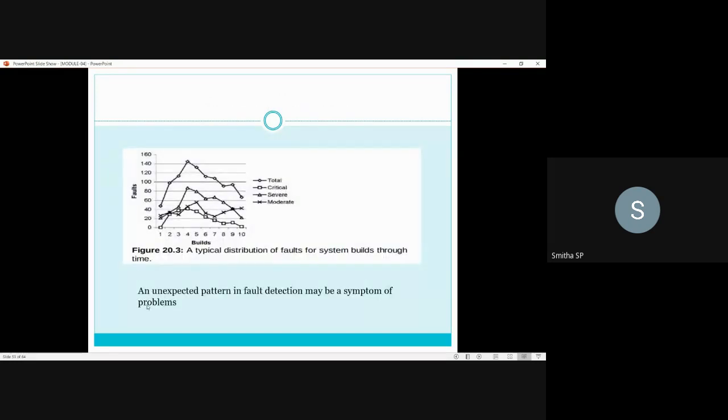Here in this figure you can see a typical distribution of faults for system builds through time. It is a graph showing you the faults. When you plot the different types of faults, you get one pattern. If you see any unexpected pattern in fault detection, it may be a symptom of problems which may arise in future.